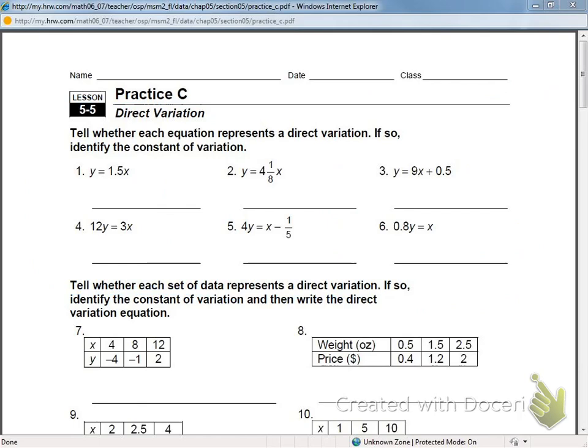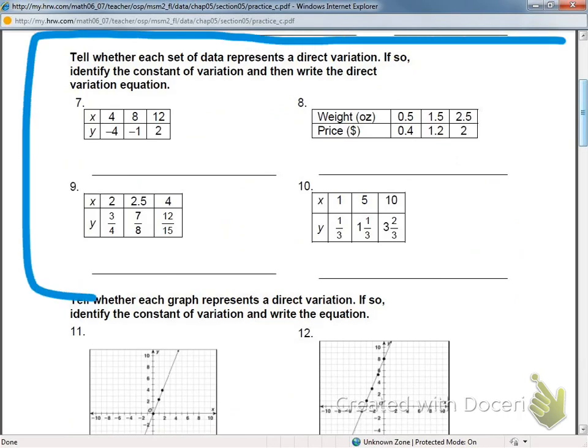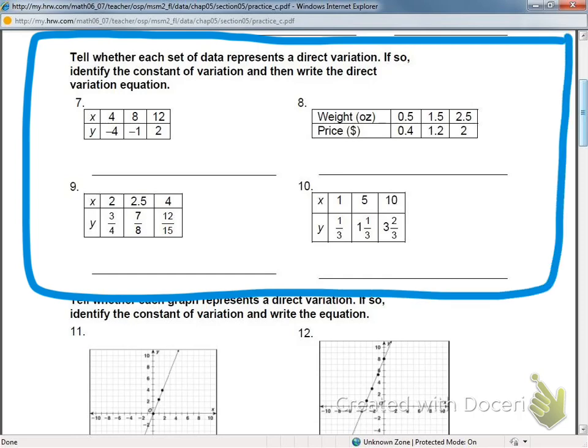Okay, let's scroll down. Tell whether each set of data represents direct variation. If so, write the equation. If not, write no. I'm going to give you 2 minutes to do this.